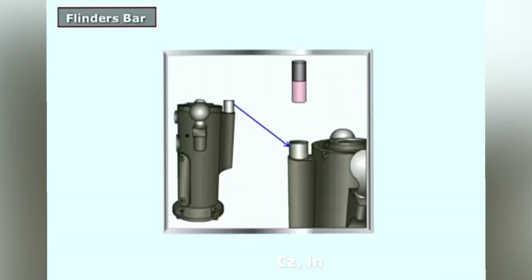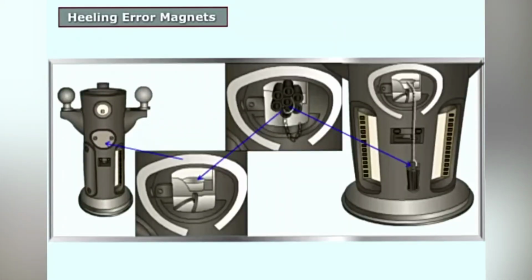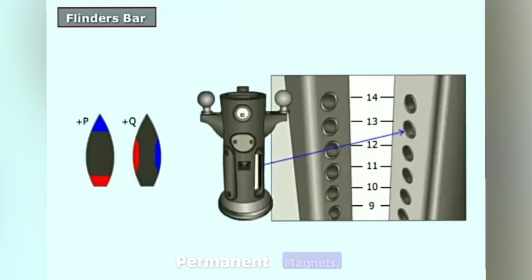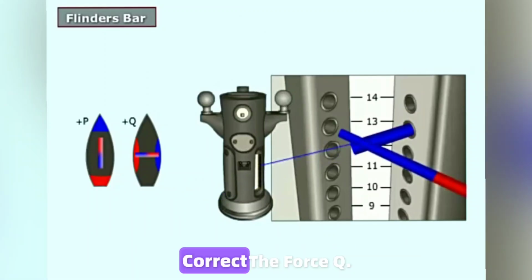The Flinders Bar corrects CZ, and in addition produces an E effect and a K effect. The spheres correct the excess negative E over negative A and also correct the A and E effect of the Flinders Bar. Heeling error magnets compensate for R, KZ, and EZ, and the K effect of the Flinders Bar. Permanent magnets, fore and aft, correct the force P, and athwartships correct the force Q.